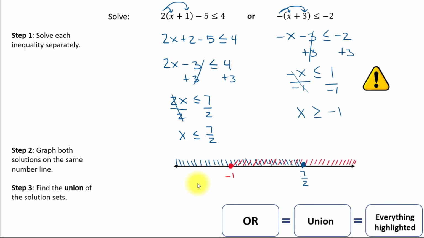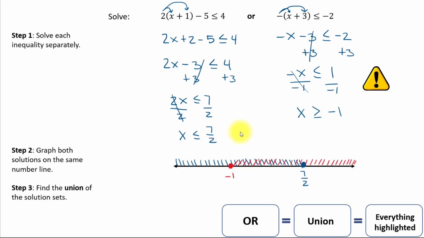To determine the solution of the compound inequality with the word or, I have to find the union of those two individual solution sets. The union of the solution sets is represented by the highlighted portion of the number line. And what is highlighted here? Well, it looks like the entire number line is highlighted. Remember, I don't care if it's single color or double color. If it's highlighted, it's going to be part of the solution of the compound inequality.